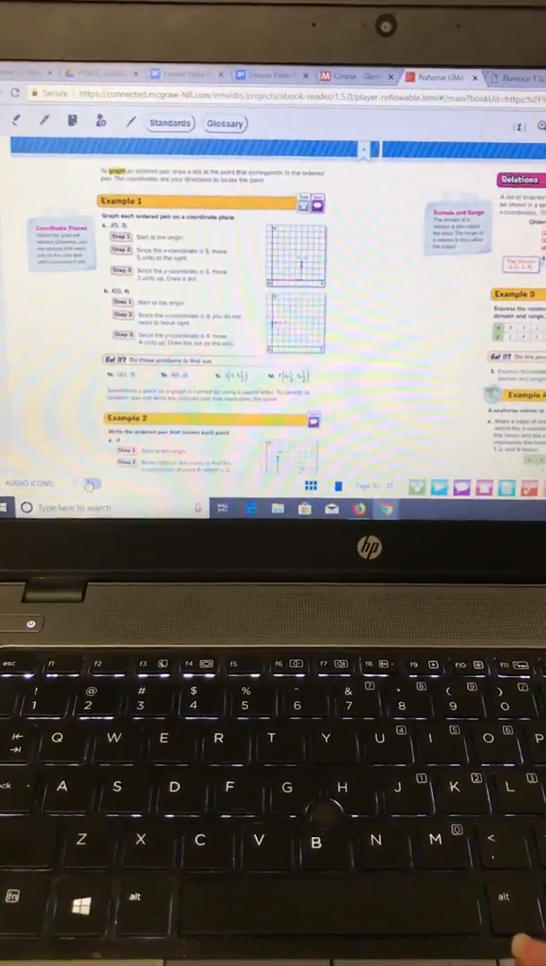If we turn the page, and I'm going to turn off my audio icons. There we go.